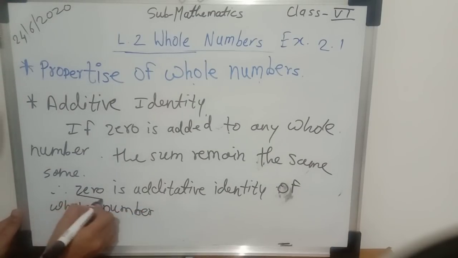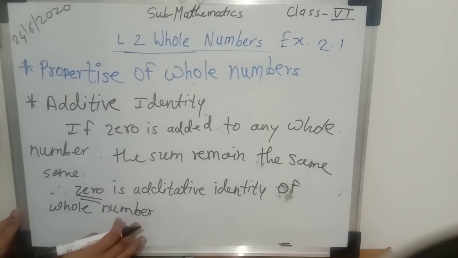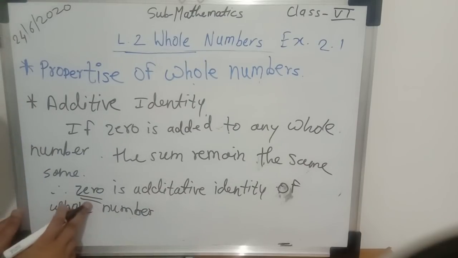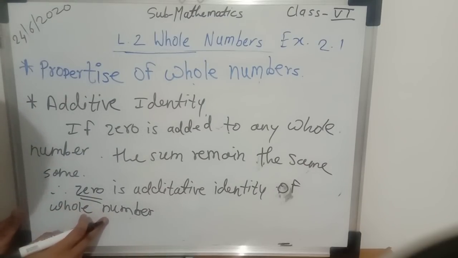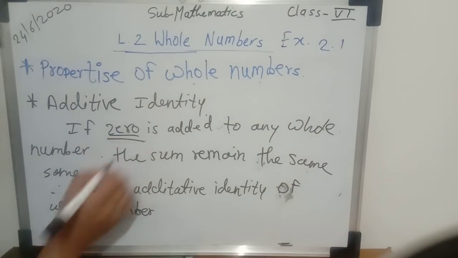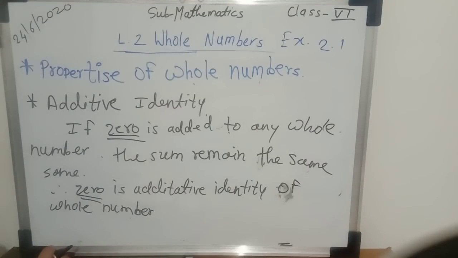So after adding 0, the whole number will remain the same, it does not change the value, because 0 does not change the value of the number when addition is performed on the number. So remember, what is the additive identity of whole numbers? That is 0. 0 is the additive identity of whole numbers.